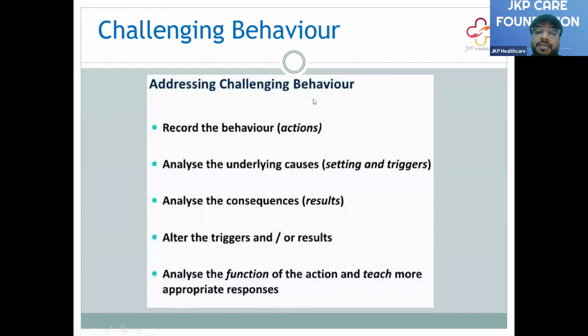Challenging behavior: addressing the challenging behavior, record the behavior, actions. In the behavior column you have to record all of that, what actions happened, how they happened, how intense they were, how long they lasted. Analyze the underlying cause, settings and trigger. As I'm saying, settings and triggers are antecedents, and the child is involved. Analyze the consequences. What was the result? Alter the triggers or results.